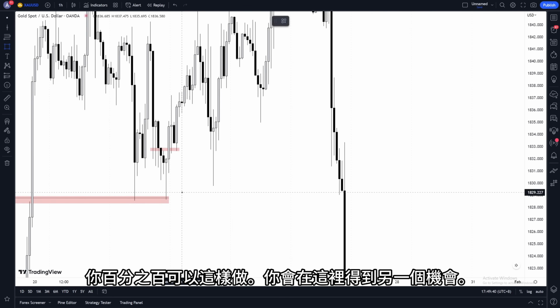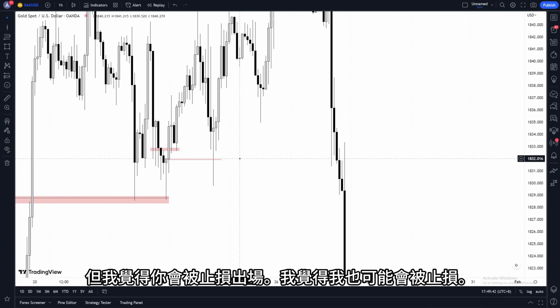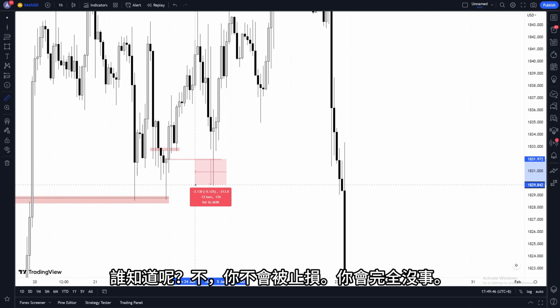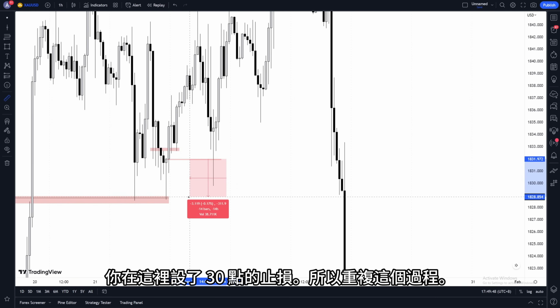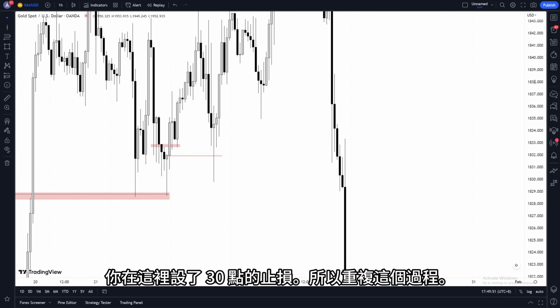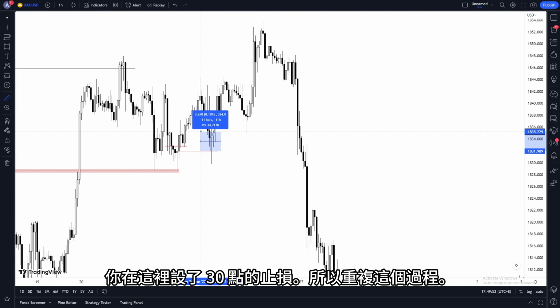You can 100% do this, and you would have gotten yourself another opportunity in here. But I think you would have been stopped out. I think maybe I would have been stopped out too. Who knows? No, you wouldn't have. You would have been perfectly fine if you have yourself a 30 pip stop loss. You're right here. So rinse and repeat.